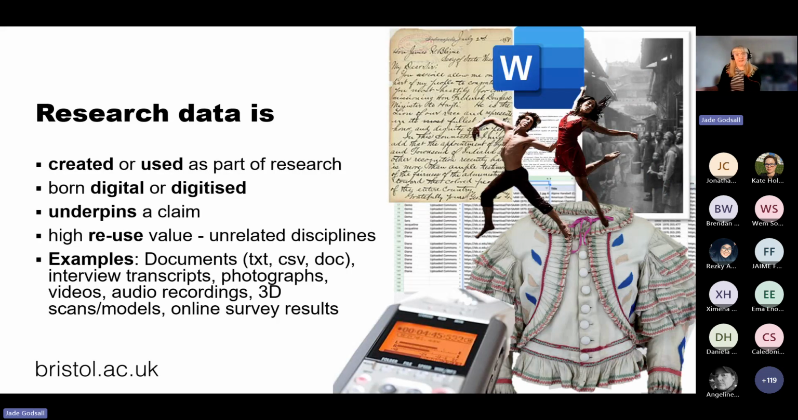So what is it? Research data is created or used as part of research. It's usually born digital or digitized. It underpins the research claim, and it may have high reuse value also to unrelated disciplines. Examples can be documents, such as text, CSV, docs, interview transcripts, photographs, videos, audio recordings, 3D scans, models, online survey results. It's a whole wide variety of things that can be data.